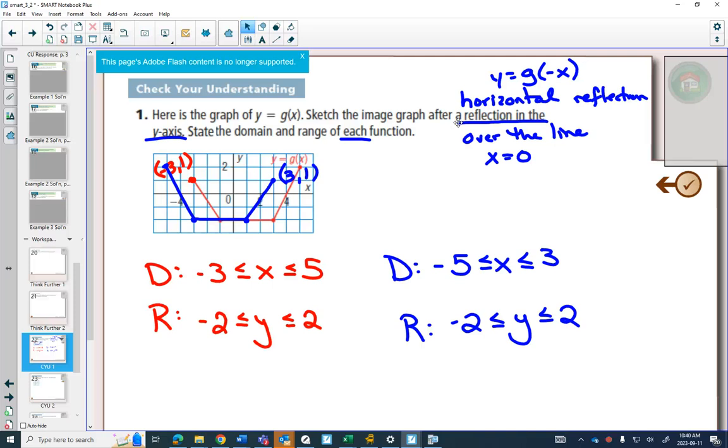Does it make sense that the range didn't change? Right? Because we had algebraically the negative was with the x, it was inside, that changes the x values. Anything horizontally changes the x values, and your y values would stay the same. So we see that in our range. Our y values didn't change, but our x values did. Notice how the domain changed? That everything got multiplied by a -1, so -3 became +3, and the 5 became -5.